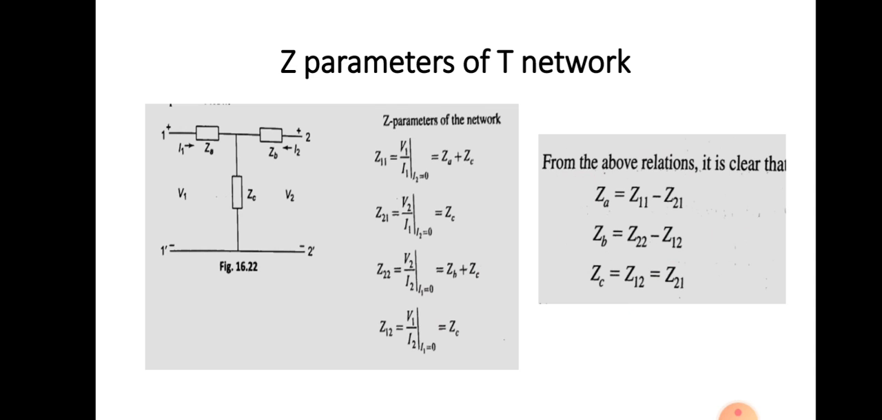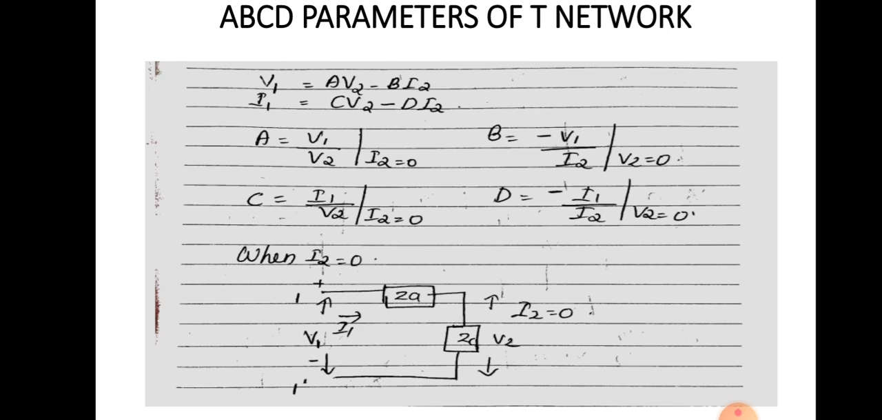Similarly, we can formulate equations for ZA, ZB and ZC in terms of ABCD parameters, that is A, B, C and D. Let us see the calculations. We know that in order to formulate a relationship between this T network and the ABCD parameters, we have to first use the equations for V1 and I1. In the case of ABCD parameters, we represent V1 as A V2 minus B I2. Similarly, I1 equals C V2 minus D I2. So, these are the equations.